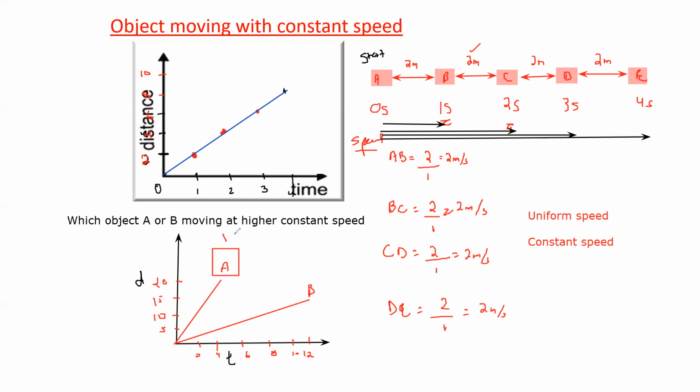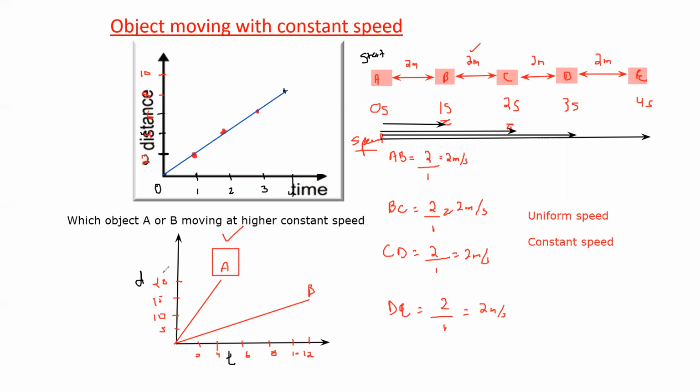Why is A the right answer? First thing, A has a steeper slope. Second thing, you can also find the value. How can you find the value of the speed? Speed is distance divided by time. So how do we get the speed of the object here? For A, what is the distance traveled by A? A covered 20 meters.